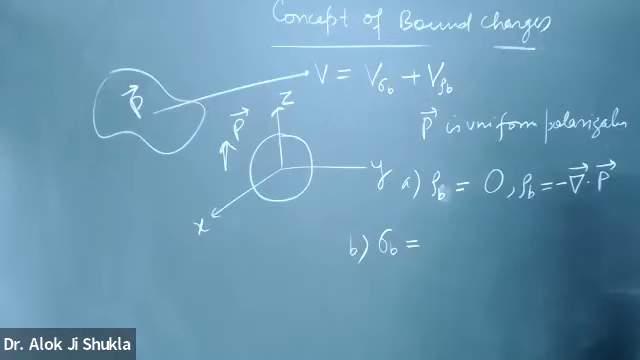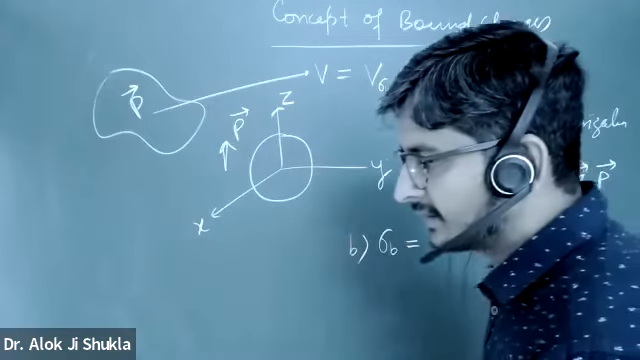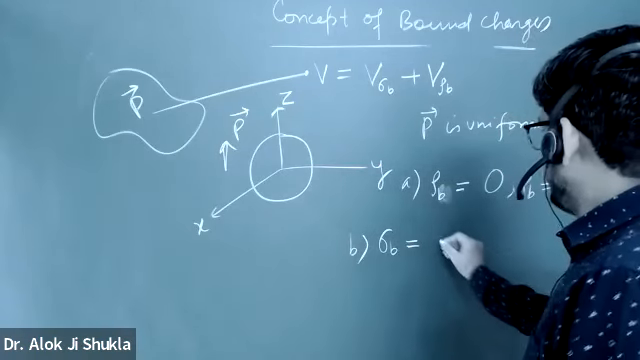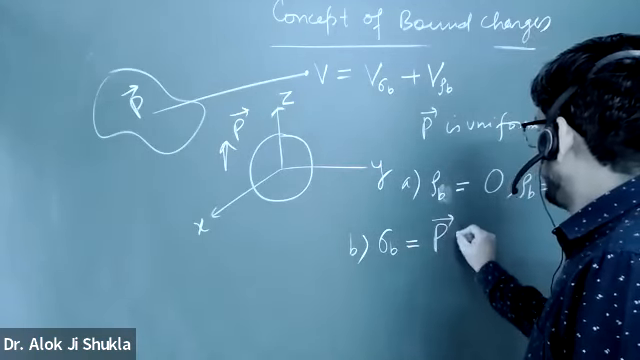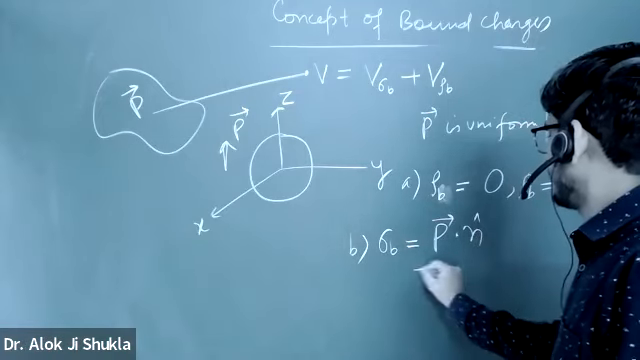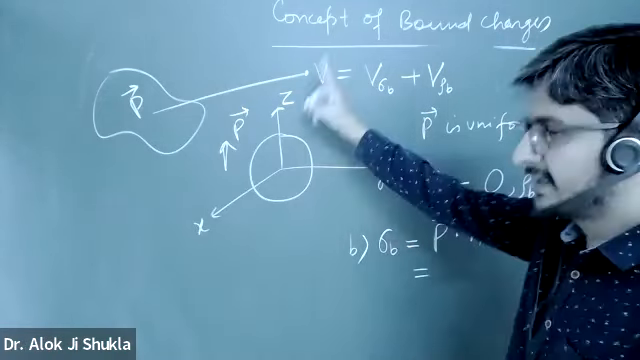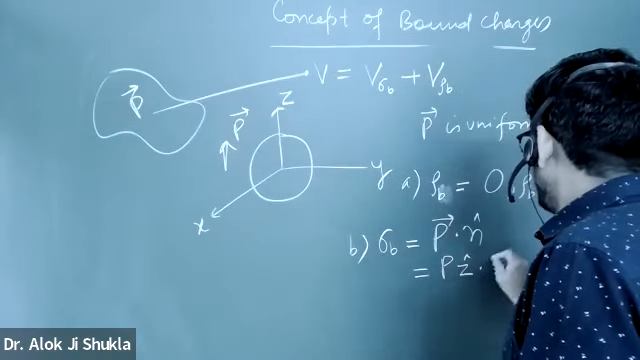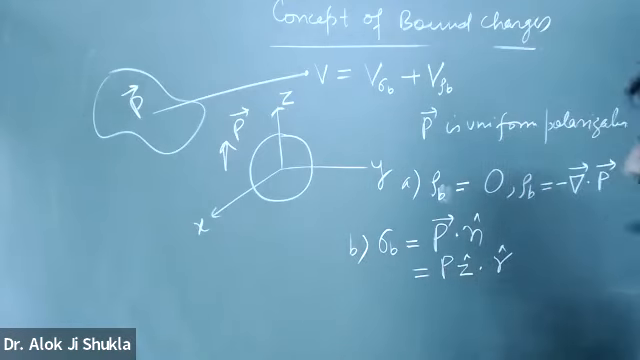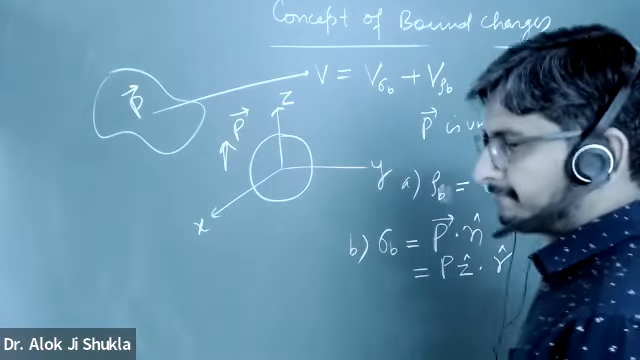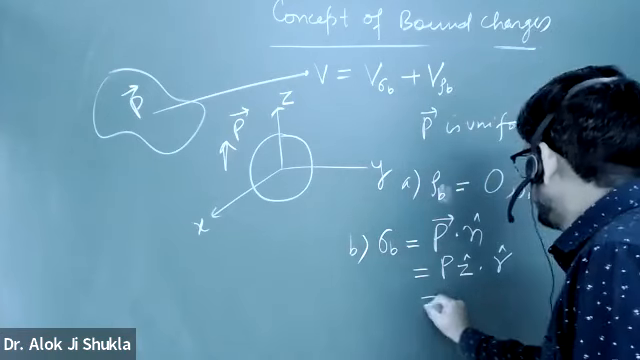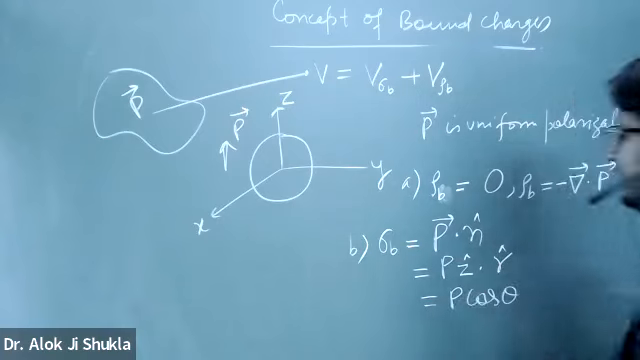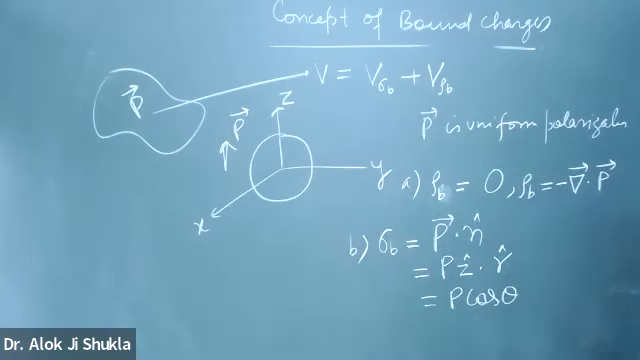P dot r cap. Yes, Sachin. P dot n cap. So P is what? In the z cap direction. So it is P z cap dot n cap, where n cap is r cap. So it will become P cos theta. Yes or no? Yes, sir.